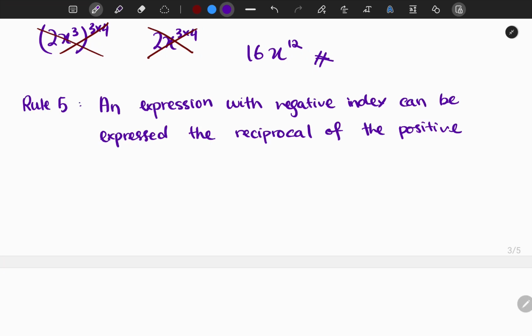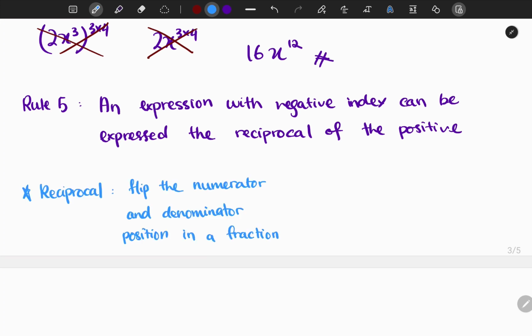Rule 5. An expression with negative index can be expressed as the reciprocal of the positive. Reciprocal here means to flip the numerator and denominator position in a fraction. So if you have 5 over x, the reciprocal is x over 5, and if you have x, which is also x over 1, then the reciprocal is 1 over x.